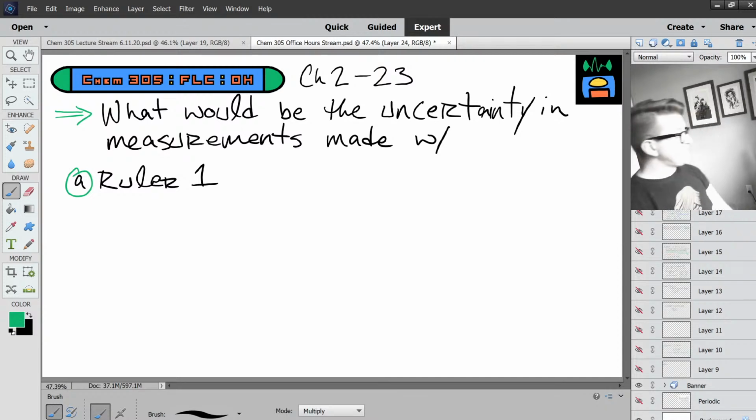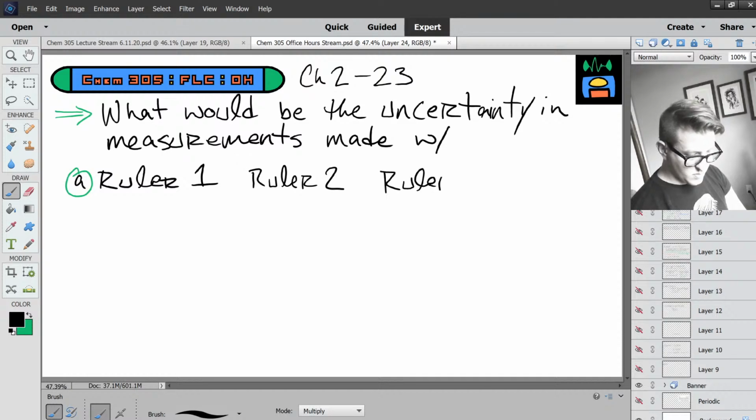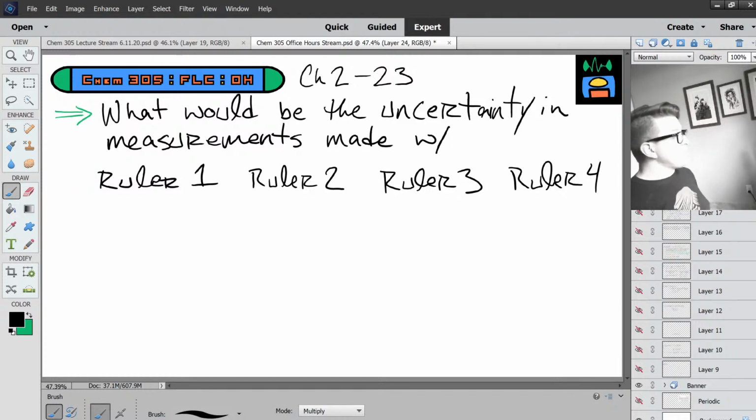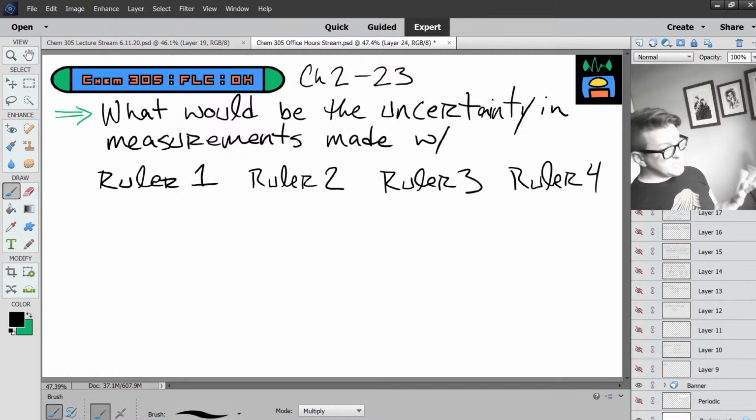So for ruler 1, ruler 2, ruler 3, ruler 4. They ask for all of them. All right, so this comes from looking at the precision of each ruler.